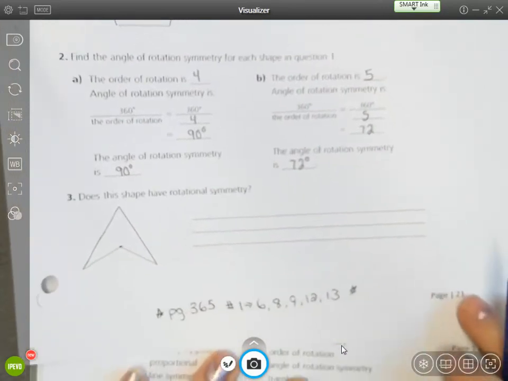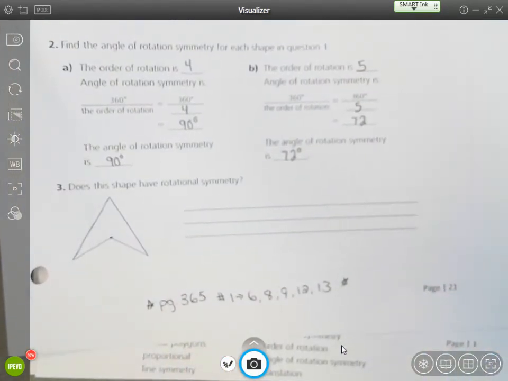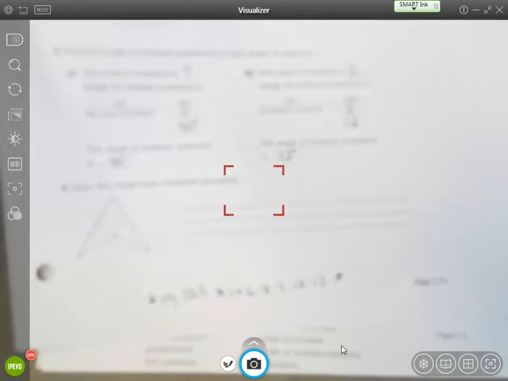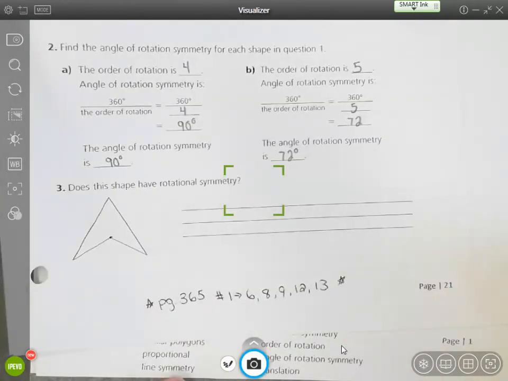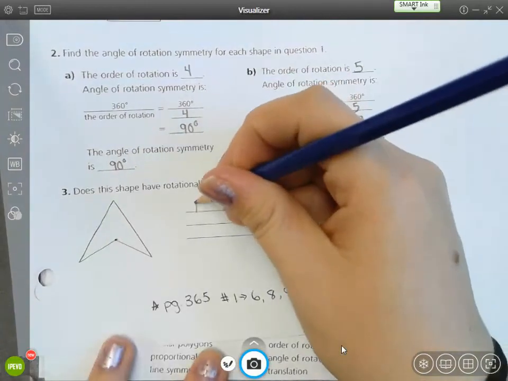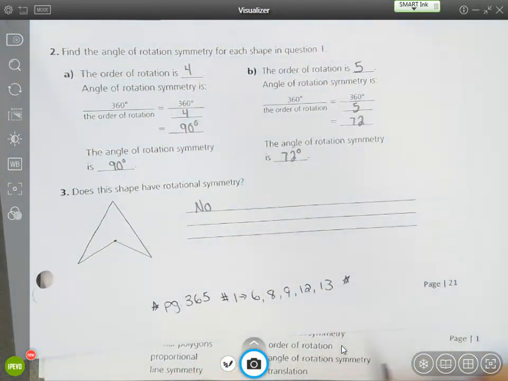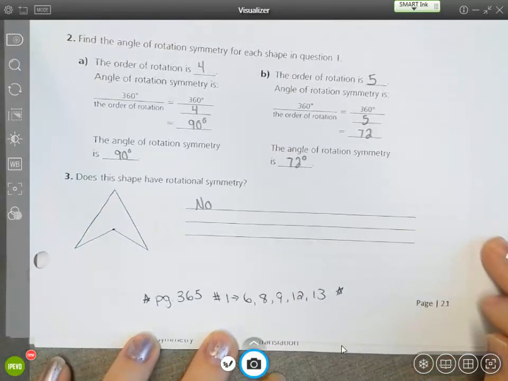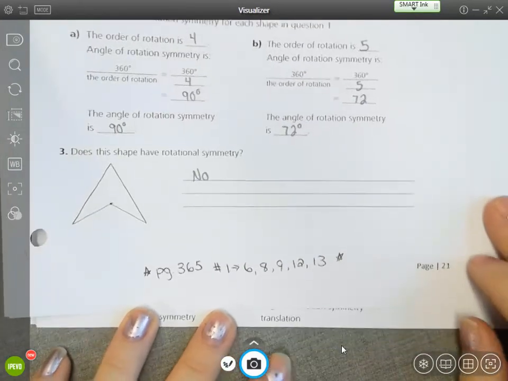So if it only happens once, and where it began, then we are saying that it does not have rotational symmetry. So does it have rotational symmetry? No. Please remember, if it only happens once, we say it is no. There is no order of rotational symmetry if it's only once.